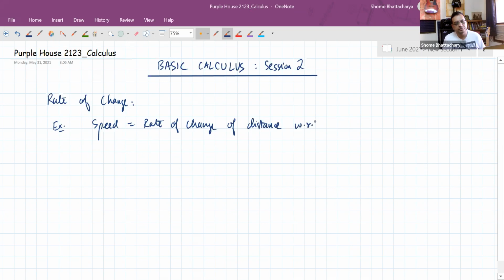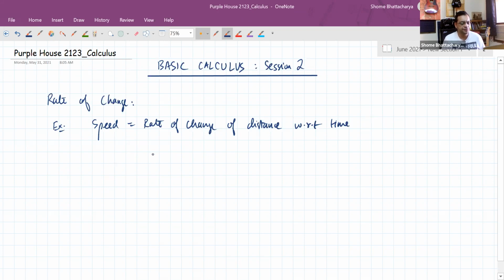with respect to time. Of course, you can also say that velocity equals the rate of change of displacement with respect to time. But velocity and displacement being vector quantities, whereas speed and distance being scalar quantities, I want to keep the definition simple right now. So we are relating scalar quantities, that is quantities which have only magnitude and no direction, and that is speed and distance, and this is how they are related.